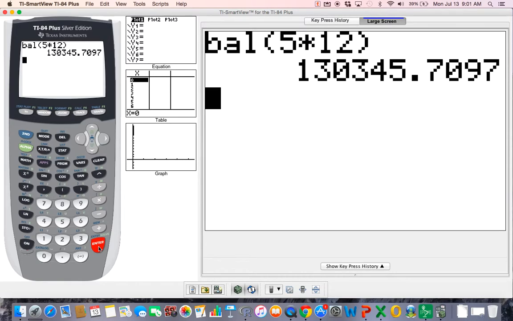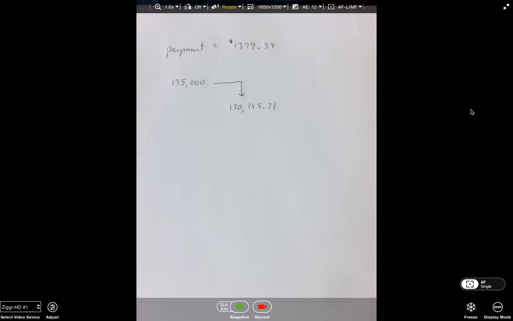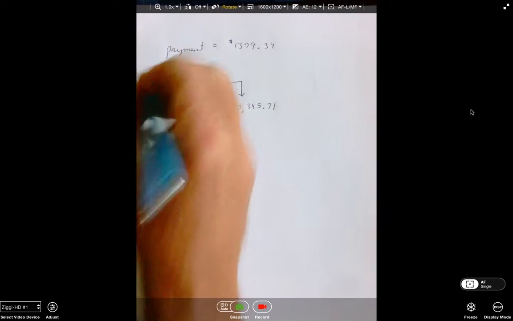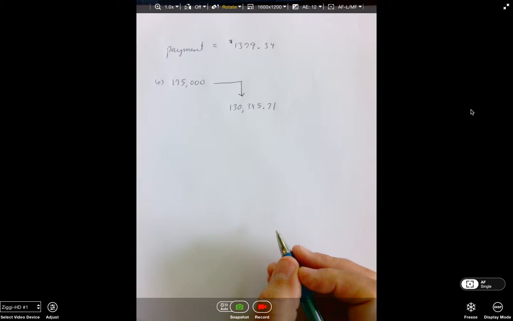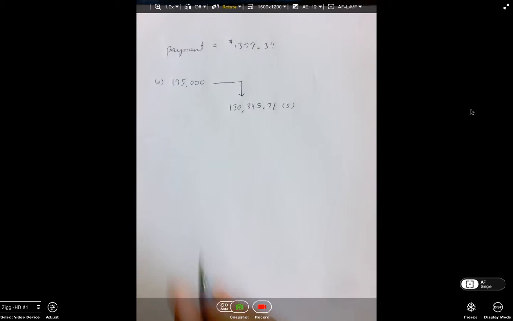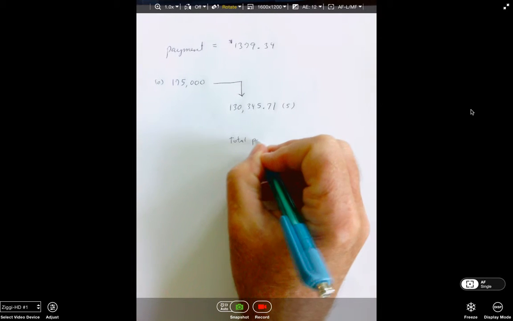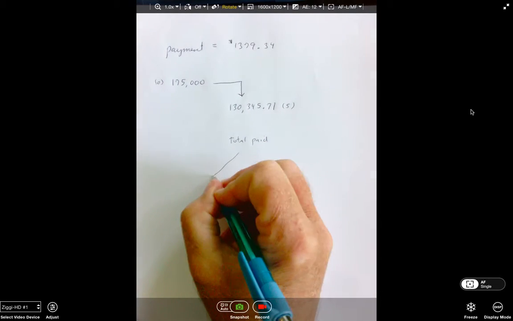we have taken the $175,000 and we have reduced it to $130,345.71. All right, gang, I want to go back over here and show you what I got going on. This is the dynamics of the problem right here. This is year 0, when we start out, and this is after year 5, what we've reduced. So essentially we can say that the total we have paid is going to go to 2 parts.